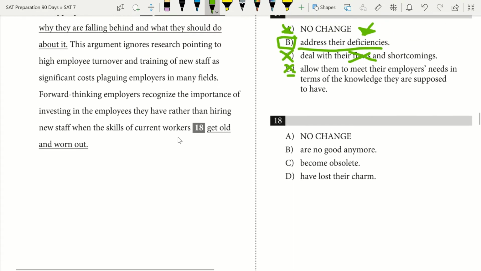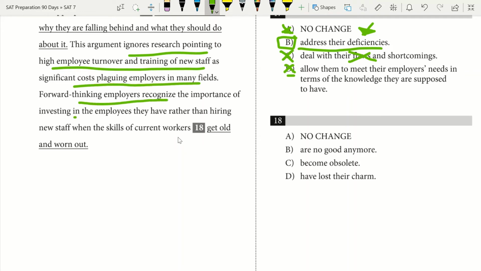All right, 18. So we have this argument ignores research pointing to high employee turnover and training of new staff as significant costs plaguing employers in many fields. Forward-thinking employers recognize the importance of investing in the employees they have rather than hiring new staff when the skills of current workers get old and worn out. Okay, that's repetitive. Those two both mean the same thing. "Are no good anymore" is very, very inefficient and not good tone. "Have lost their charm," also not good tone. "Become obsolete," that's going to be our correct answer there. That is the only answer that matches tone and is also efficient in word choice.